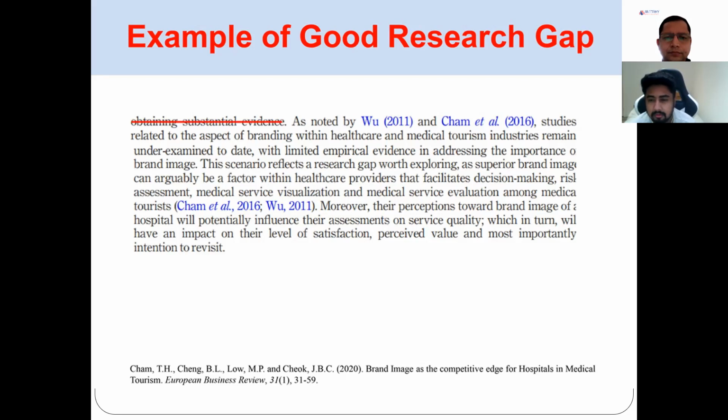Moreover, their perceptions toward the brand image of the hospital will potentially influence the assessments on service quality, which in turn will have an impact on the level of satisfaction, perceived value, and most importantly, intention to revisit.